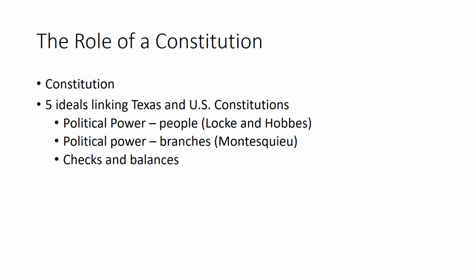Montesquieu, another political theorist, the one who came up with the idea of branches, says that government can be controlled by separating the power into various branches, but giving them some overlapping functions. So yes, we are dividing our power into various branches, but we're giving each branch overlapping functions so that they can work together.